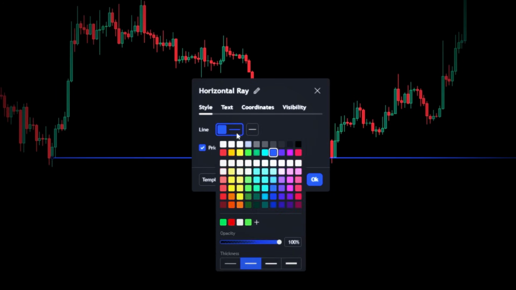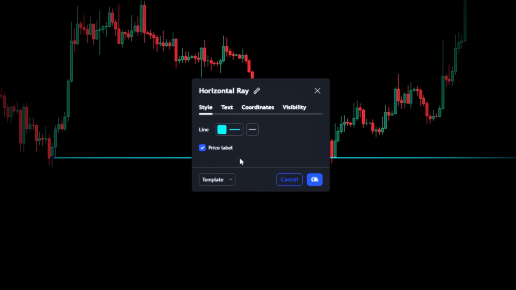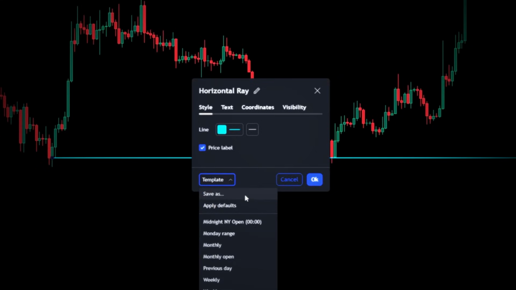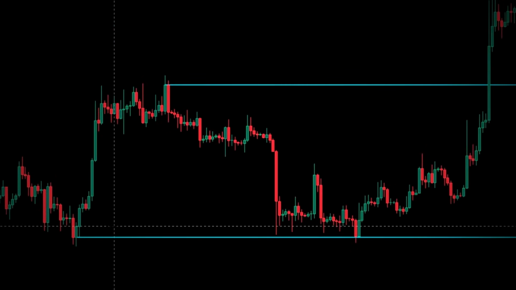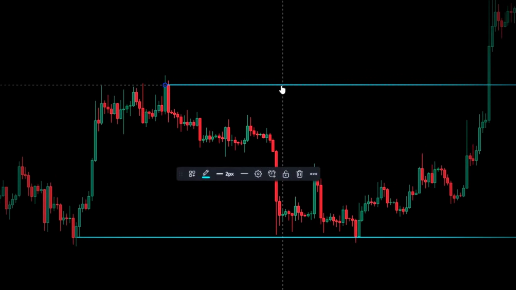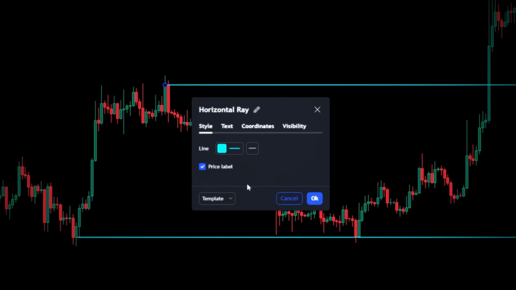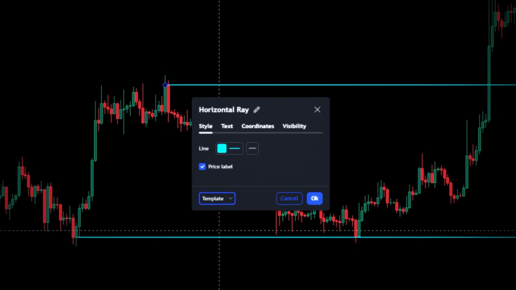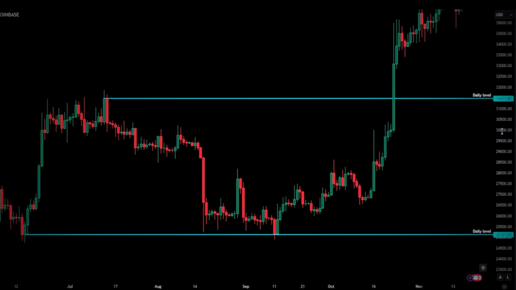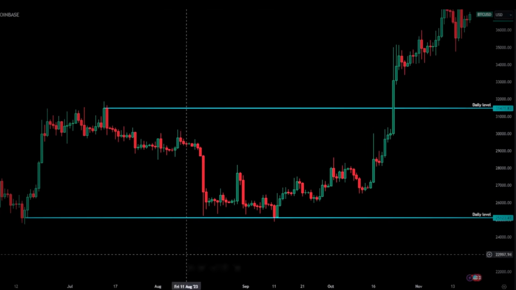You can also color code. For example, on the daily, we can select this blue color, and when we're done, click on the template button. Here we can save all of our settings and give it a name. Whenever you want to create a new daily level again, you can go in the settings of the ray, then click the template and select daily level. This will help you keep track on your chart without getting overly cluttered.